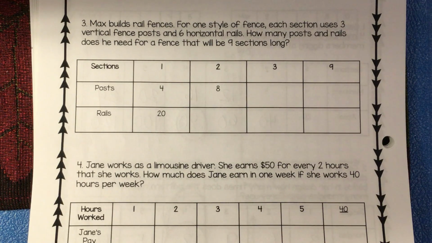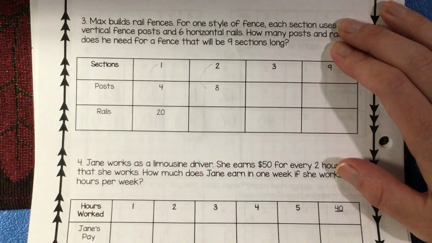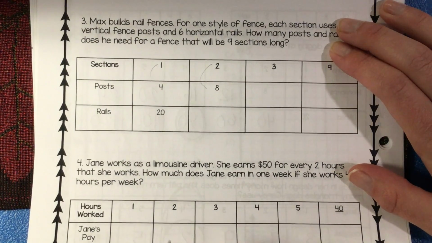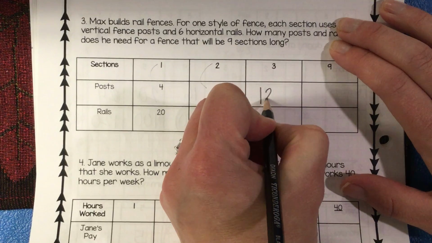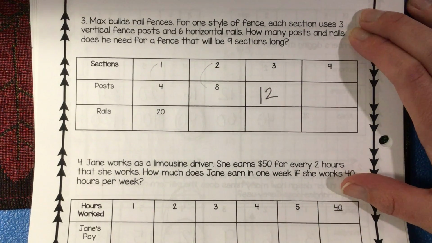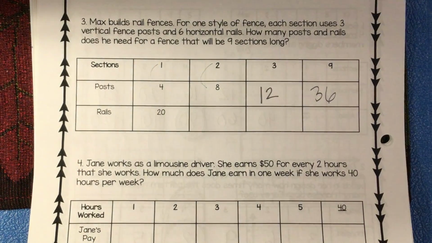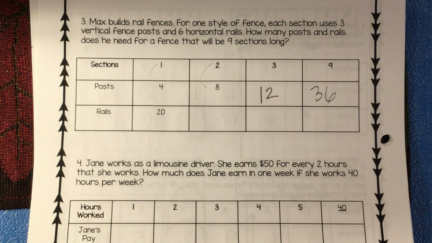Times 4. Is that true? 1 times 4 is 4. 2 times 4 is 8. 3 times 4 is 12. 9 times 4 is 36. Remember that trick for 9s when you're doing times 4. Take 1 away from the number that's not a 9. That's a 3. Plus something is 9. So 3 plus 6 is 9.